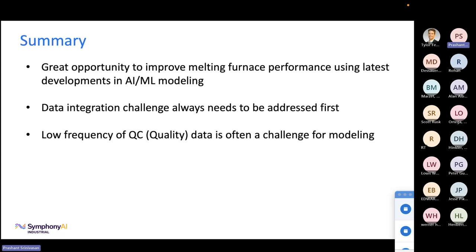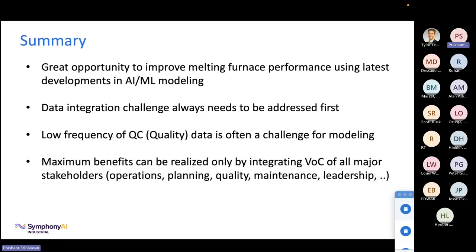The low frequency of the quality data is often a challenge. There is a lot of push and move towards automatic inspection systems and vision systems. Those systems are getting more sophisticated, but we still see challenges in terms of lab measurements being less frequent. Hopefully that will improve with more sophisticated systems, and also the vision and AI in the mix here.